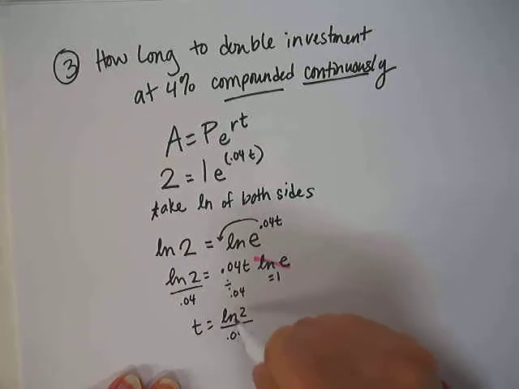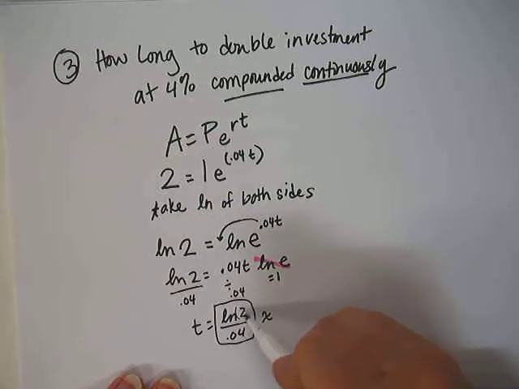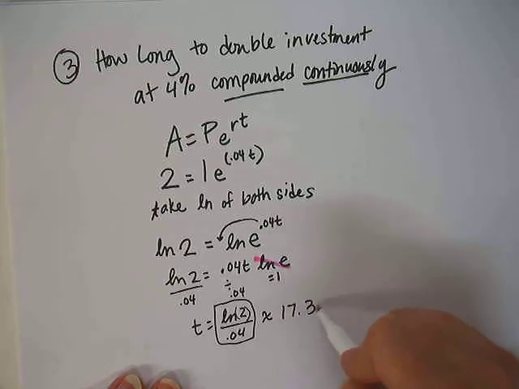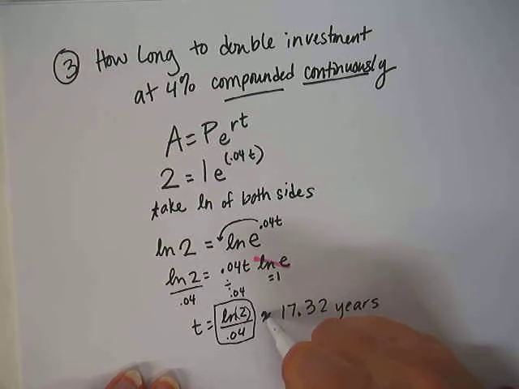So the time that it takes is this answer exactly, if you want an exact answer, but of course that's kind of ugly. So we put this in our calculator, don't forget your parentheses, and we get 17.32 years. Try that in your calculator and make sure you can get the same thing.